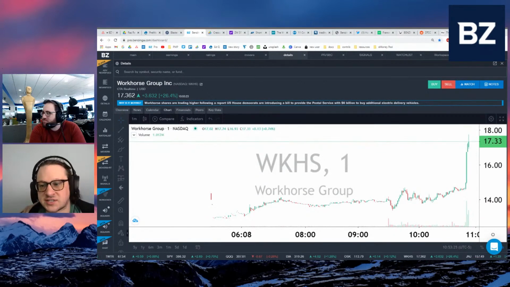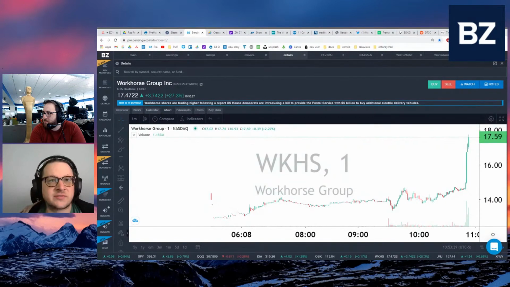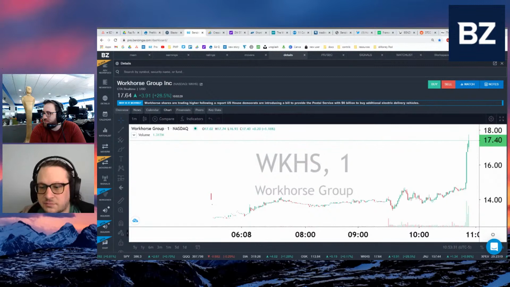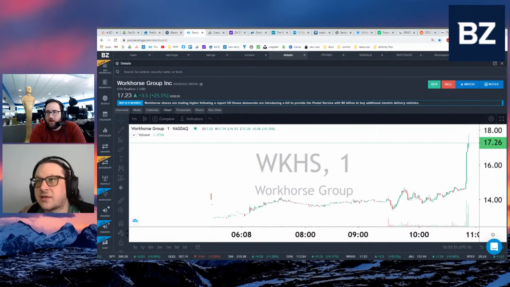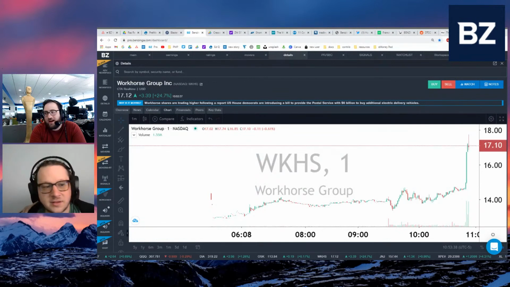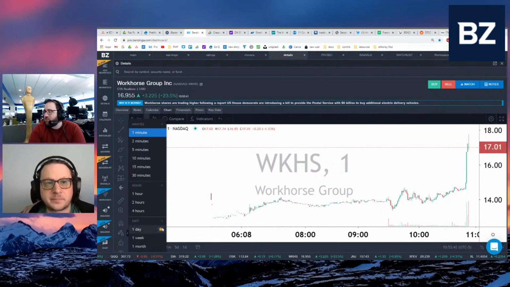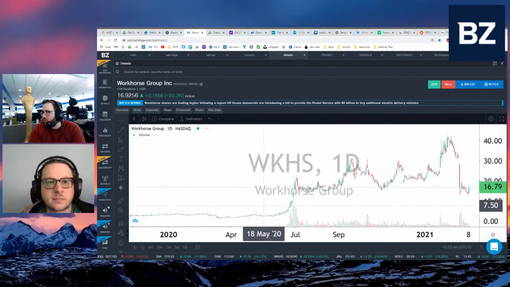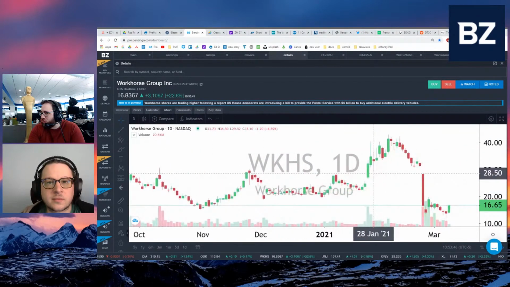Although it looks like it's consolidating around 17.30, 17.50. Buyers and sellers duking it out right here. They're not going to let it get there. So this is a good time to zoom out and see what is so special about $18.